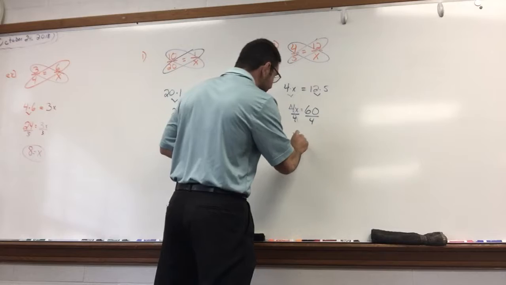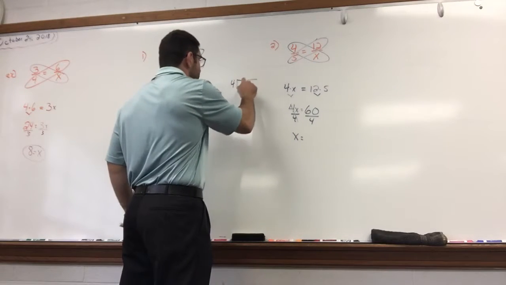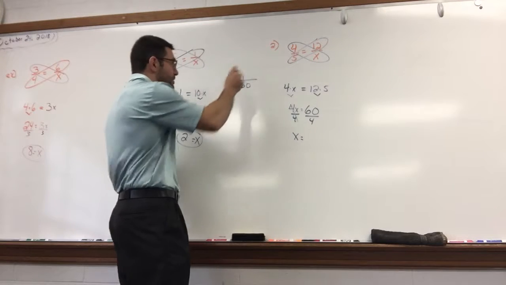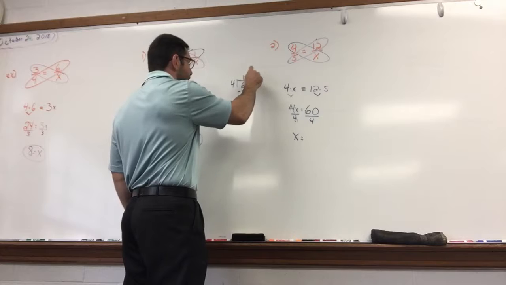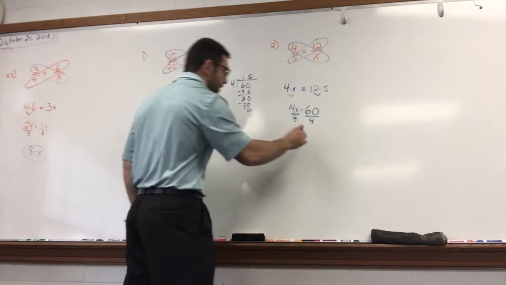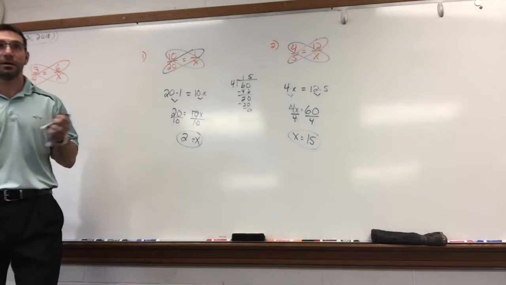That leaves me with x equals. If you don't know how many times 4 goes into 60, use long division. 4 goes into 6 once. 1 times 4 is 4. That's 2. The 0 comes down. 4 goes into 20 5 times. No remainder. Gives me x equals 15.